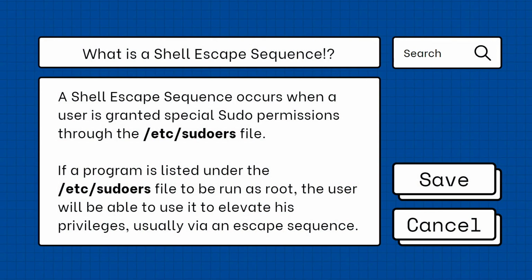What is a shell escape sequence? A shell escape sequence occurs when a user is granted special sudo permissions through the /etc/sudoers file. If a program is listed under the /etc/sudoers file, the user will be able to use it to elevate his privileges, usually via an escape sequence.